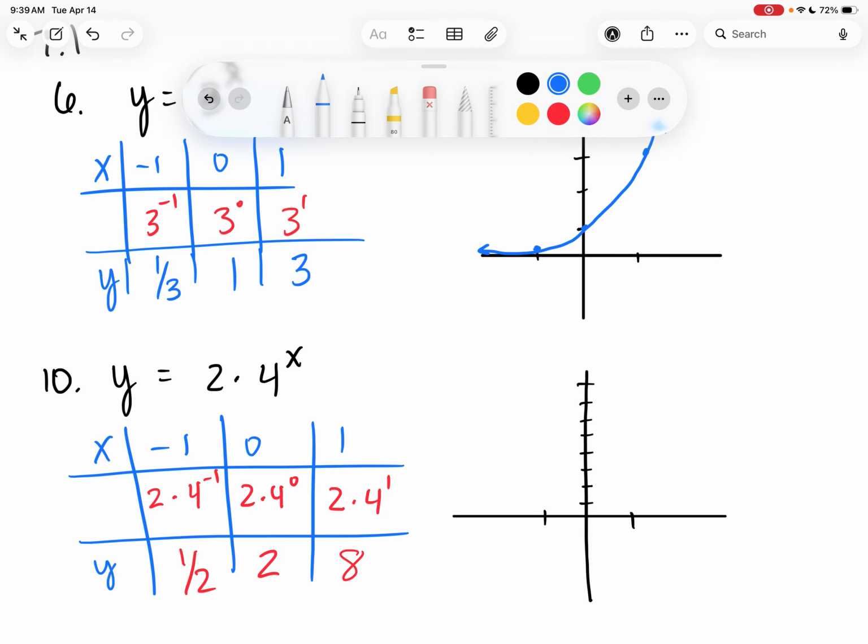So at negative 1 and 1/2, I have a point. At 0, 2, I have a point. And then at 1, 8, I have a point. So this one obviously is getting steeper much quicker.